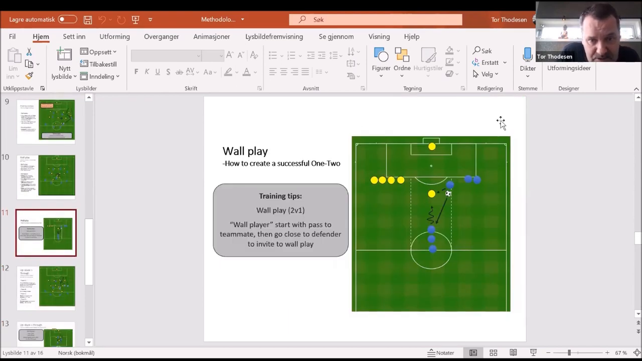Simple solution how to practice wall play. Start on the box line with the ball. Play one of the guys behind. Let him come, and then position yourself around the defender and angle your body for wall play.